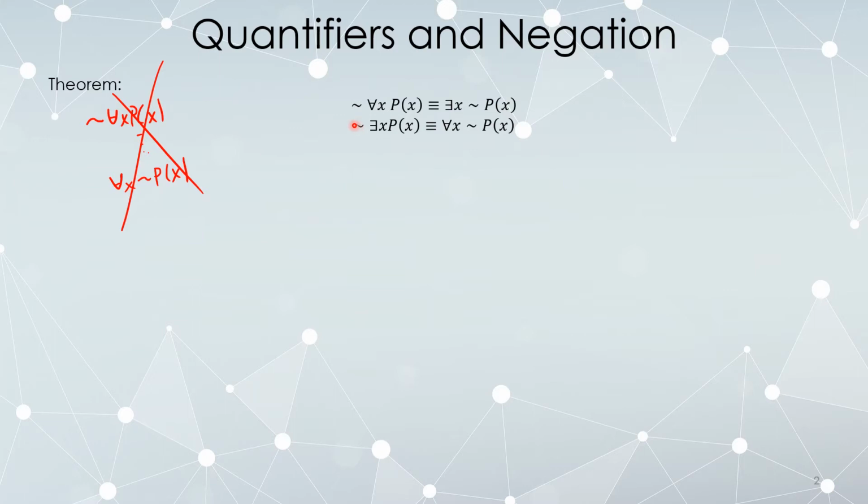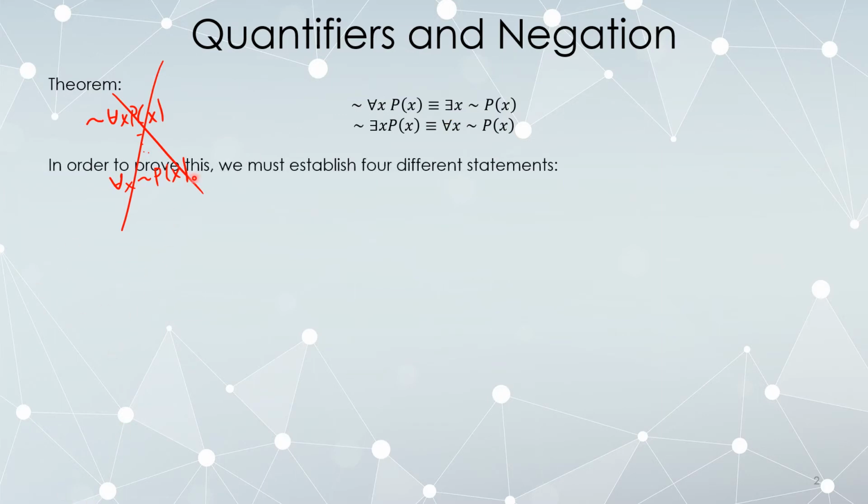Also, if a statement is not ever true, then it was always false. If there is not anything for which p of x is true, then for anything p of x is false. And in the reverse, if for anything p of x is false, then there is not anything for which p of x is true. In other words, if you negate a universal quantifier, you end up with an existentially quantified negation. If you negate an existentially quantified statement, you end up with a universally quantified negation, and vice versa.